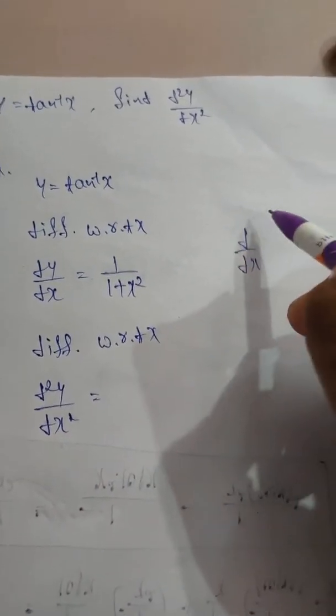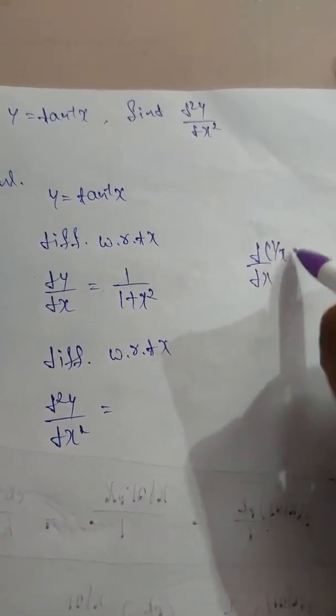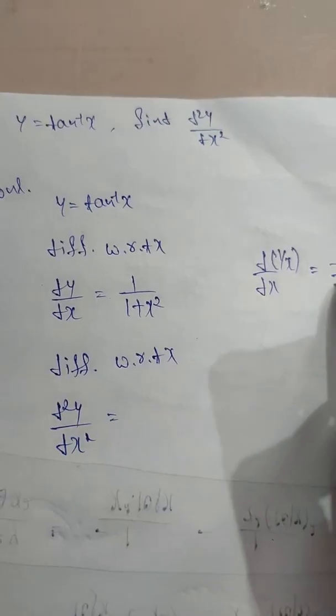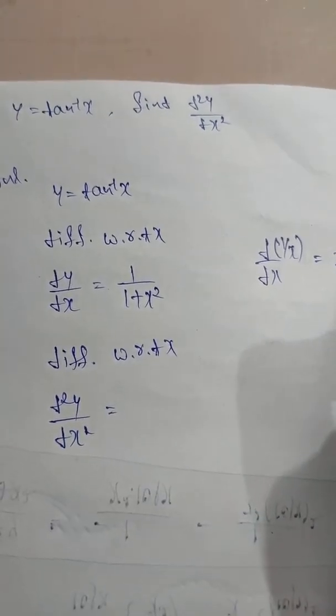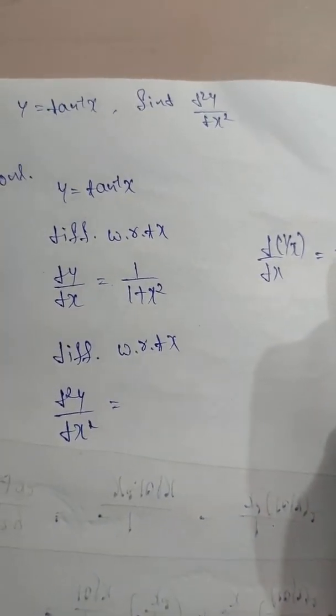Here d square y by dx square is equal to, so you want to differentiate the 1 by 1 plus x square. Now we know the differentiation of 1 by x. What is the differentiation of 1 by x? Minus 1 by x square. We know the differentiation of 1 by x is minus 1 by x square.